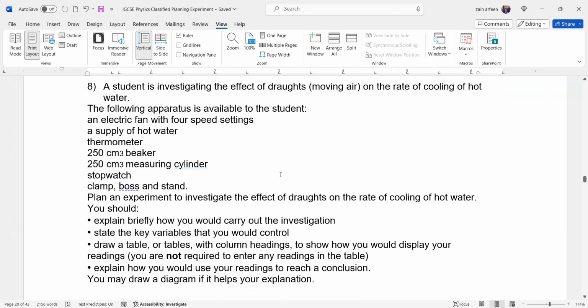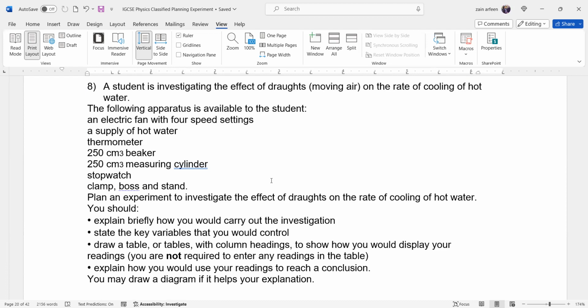An electric fan is there with 4 speeds, a hot water supply, a thermometer, a 250 cm cube beaker, and a 250 cm cube measuring cylinder. When you're doing such an experiment and different varieties of beakers or containers are given, you're not supposed to use all of them. Because you're investigating how wind speed affects the rate of cooling, you're not supposed to change the type of container during the experiment. So you have a stopwatch, clamp, boss, and stand. That is for the thermometer.